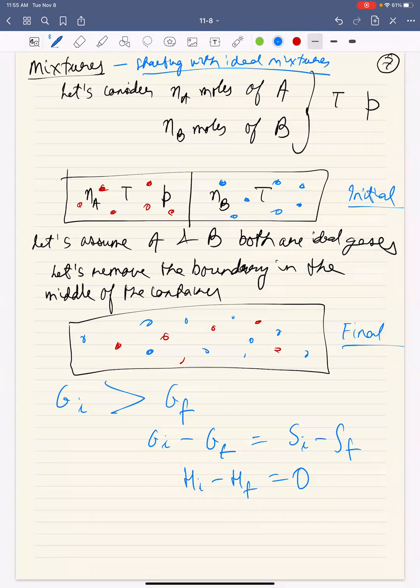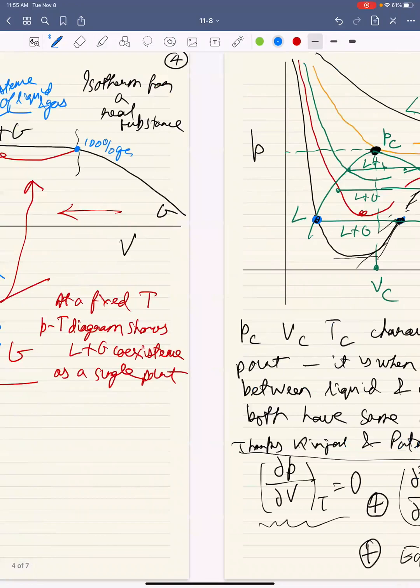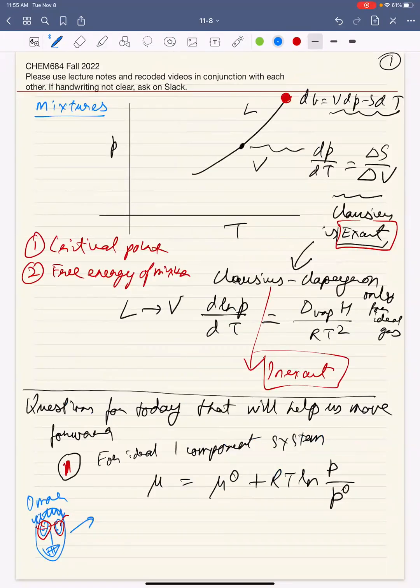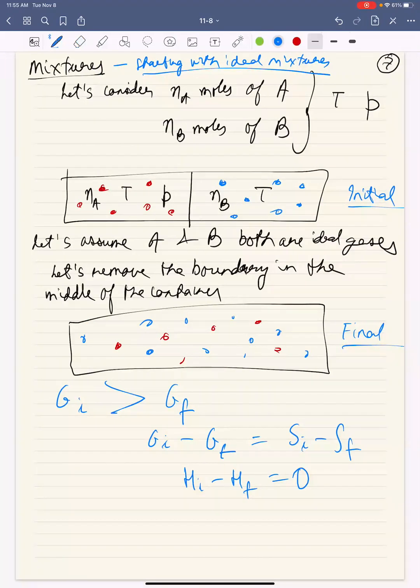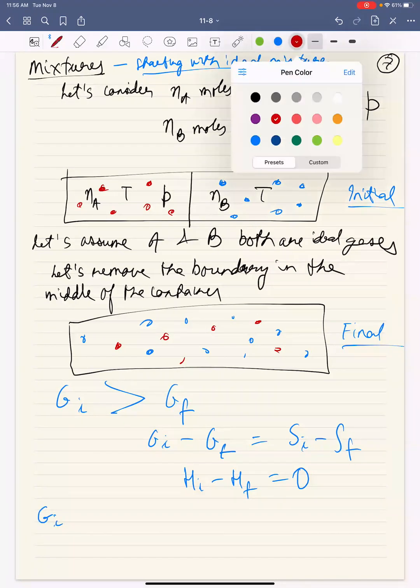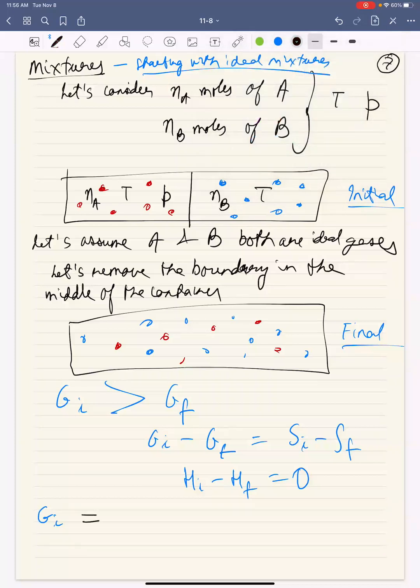How should we proceed? The hint comes from the equation you all showed me earlier today, mu is equal to mu naught plus RT ln P by P naught. That's what we are going to use. So I want people to help me write down the value for GI. What is the initial Gibbs free energy? It will come from Na moles multiplied by mu A, correct? Because Gibbs free energy per mole is mu, and it's ideal, plus Nb multiplied by mu B, right?